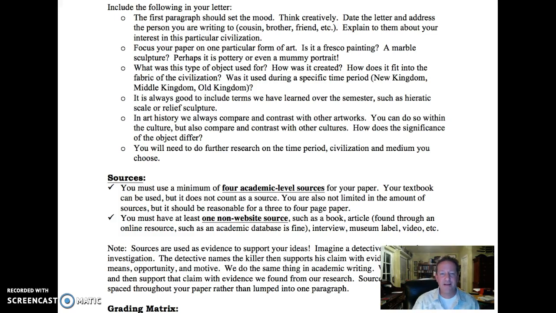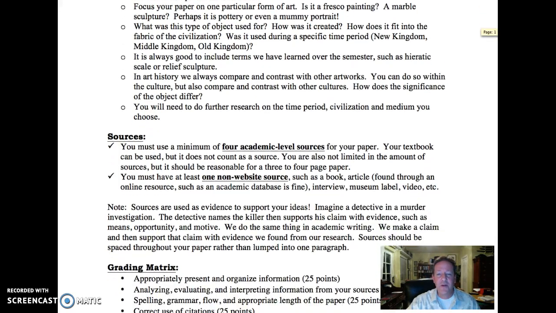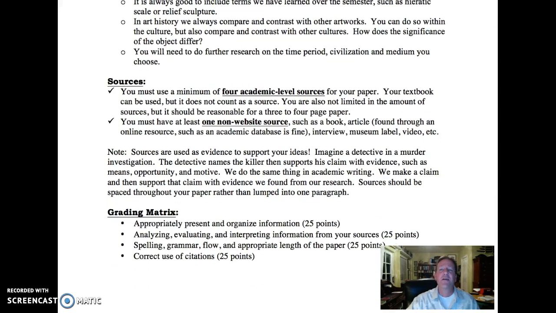And it's always a good idea to include terms we've learned over the semester. For instance, hieratic scale and relief sculpture. In art history, we also love to compare and contrast with other artworks. You can do so within the culture itself that you're writing about, but it's not uncommon to also compare and contrast with other cultures. How does the significance of the object differ from one culture to the next?